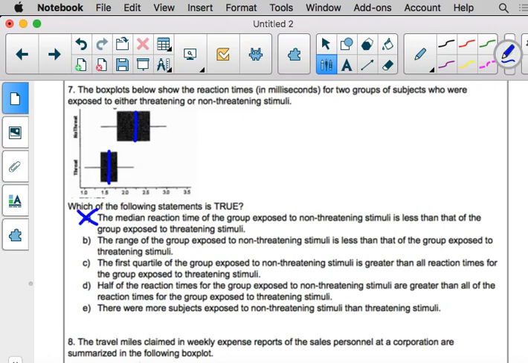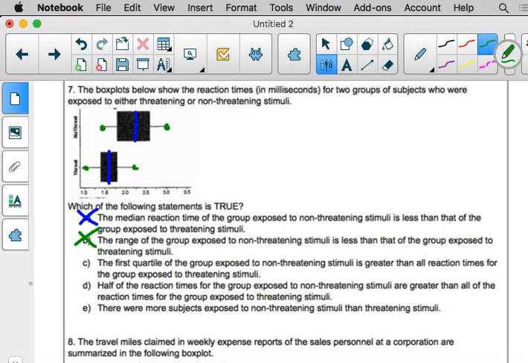The range of the group exposed to the non-threatening stimuli is less than that of the group exposed to the threatening. So range, we're talking about overall distance. So range is from here to here, here to here. I wouldn't say that's less than. I'd say they're actually about the same, right? Those ranges are relatively equal. So I would say no, that is not true.